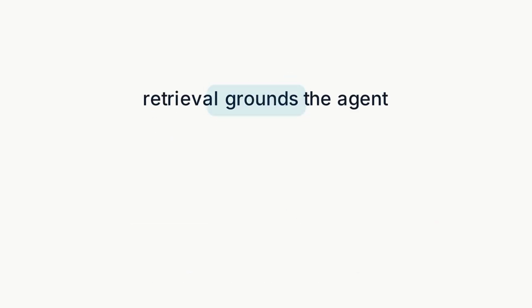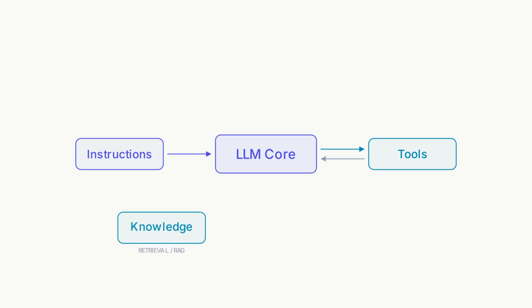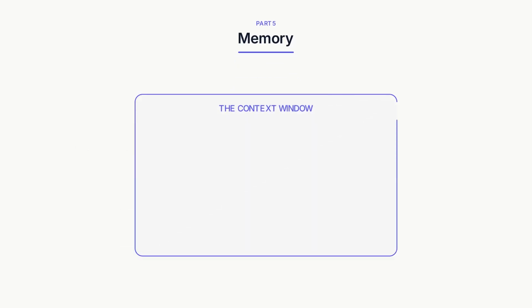Retrieval has a second benefit that designers care deeply about. It grounds the agent. When answers must be built from real retrieved passages, the model is far less likely to make things up, and it can cite its sources so you can check. So knowledge joins the canvas, feeding the core from below. Our agent is no longer frozen in time. Part 5, Memory. Everything a model is currently thinking about lives in one place called the context window.